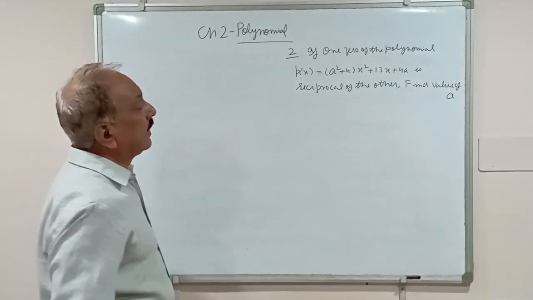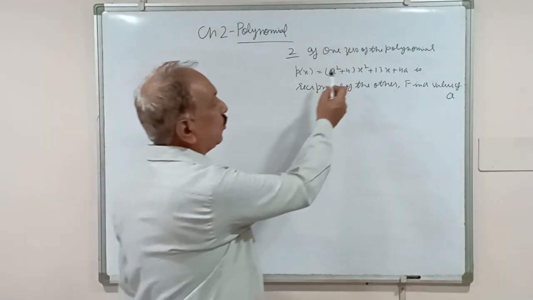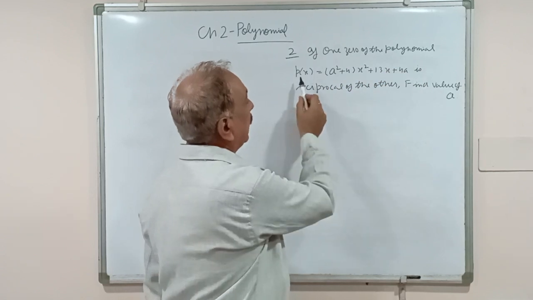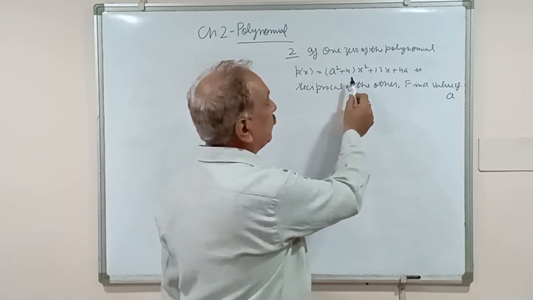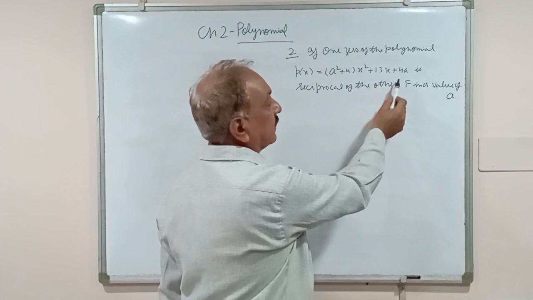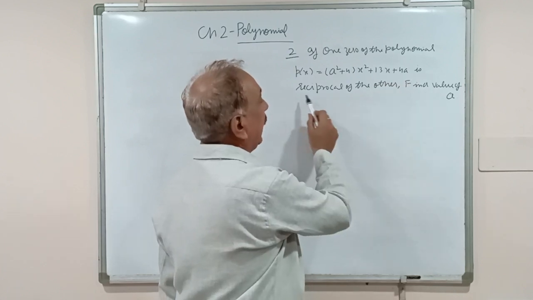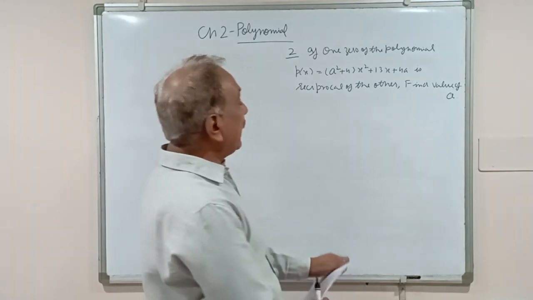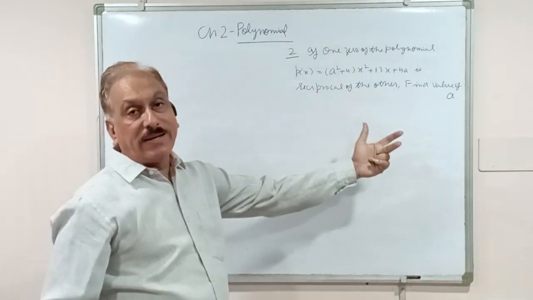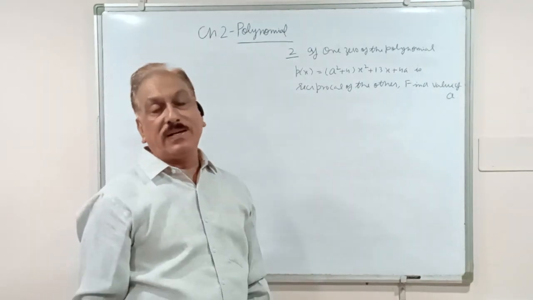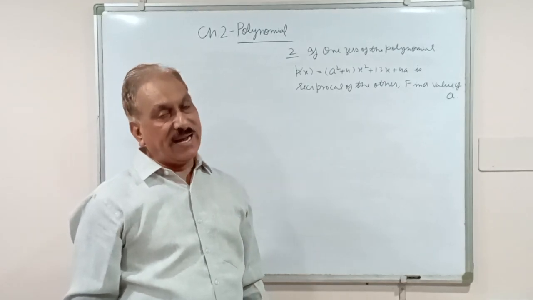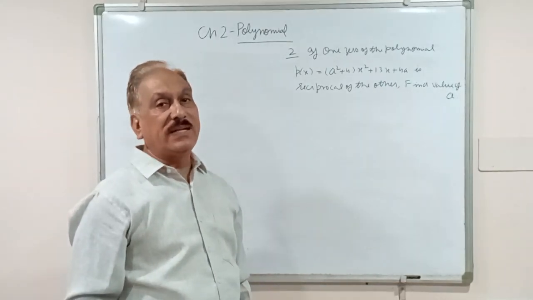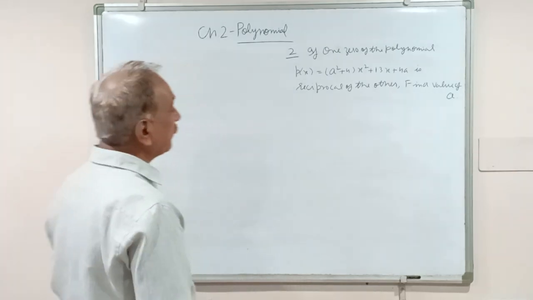Second type: if one zero of the polynomial p(x) equals a square plus 4 x square plus 13x plus 4a is the reciprocal of the other, find the value of a. It means one zero is the reciprocal of the other. Let one zero be alpha, the other zero is 1 upon alpha. Or one zero is beta, the other is 1 upon beta.